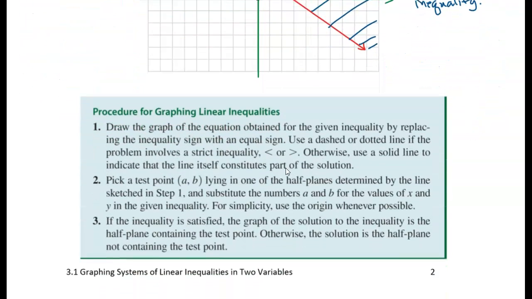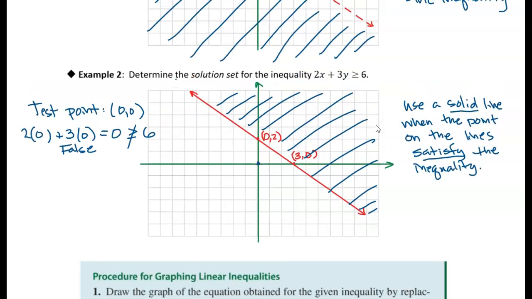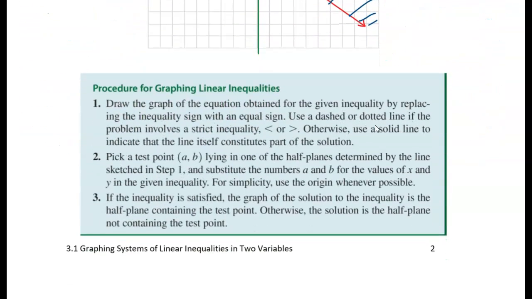Down here, there's a summary of how to graph linear inequalities. You graph the equation: if you just replace the inequality with an equal sign, you graph that line. That's the dividing line, the line that divides the Cartesian coordinate plane into two parts. On one side, you're going to get points that make the inequality true. On the other side, they will not be true.